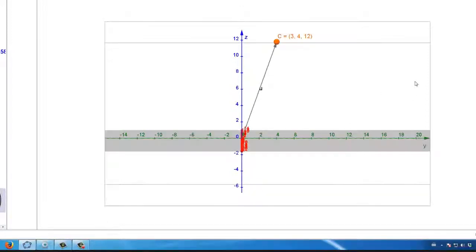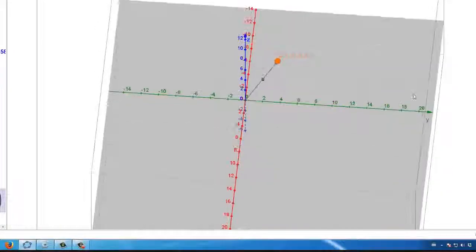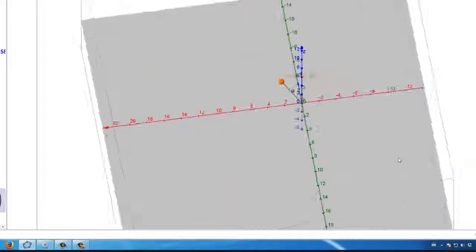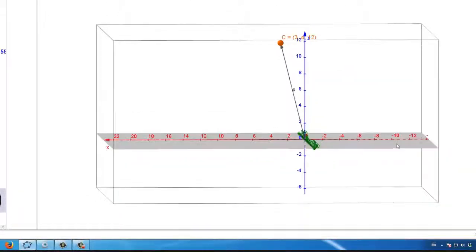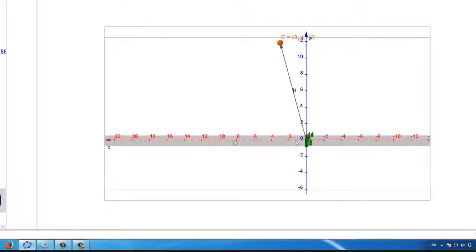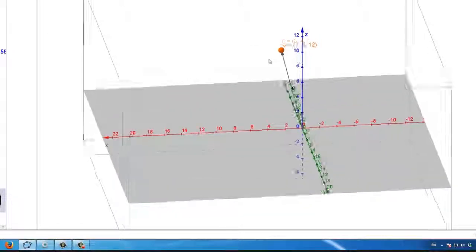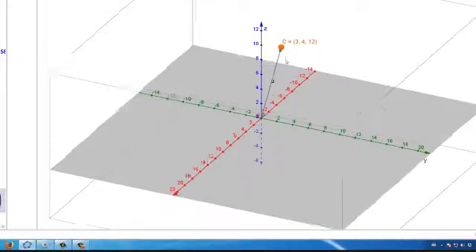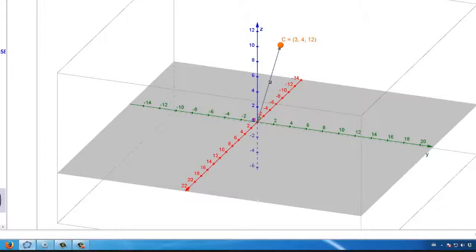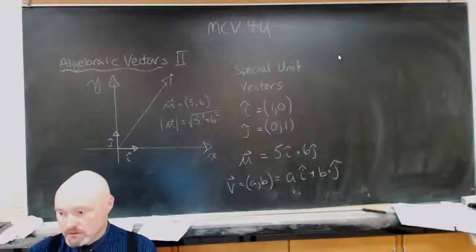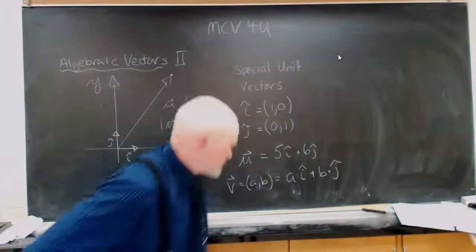Okay, and then we can look at it in the other orientation. So looking at it in the y direction, you can see that it's 3 and up 12 here. Oh, last time I said 3, 4. I was totally wrong, wasn't I? Yes, I was.